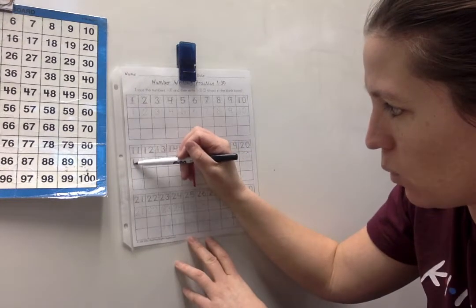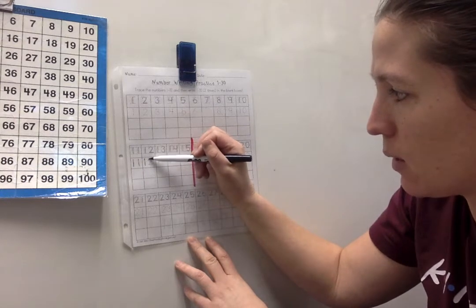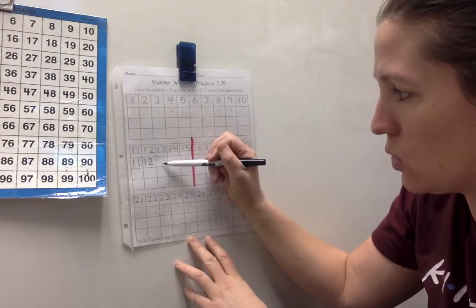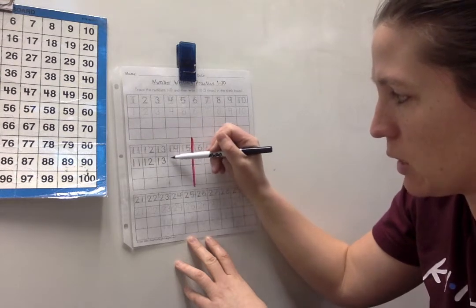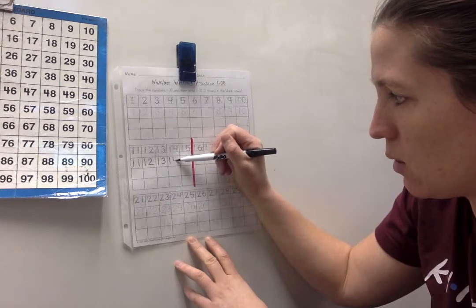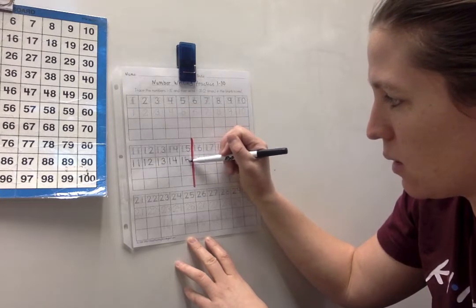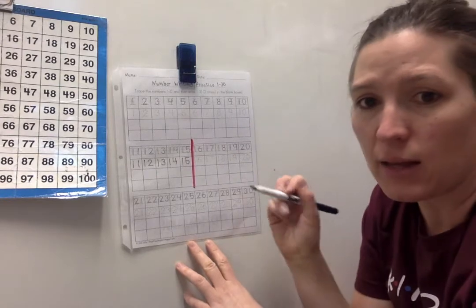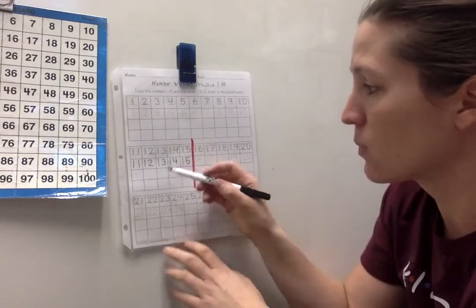11, a 1 and a 1. 12, a 1 and a 2. 13, a 1 and a 3. 14, a 1 and a 4. 15, a 1 and a 5. Now that you've traced it one time, you're going to write them by yourselves down below.